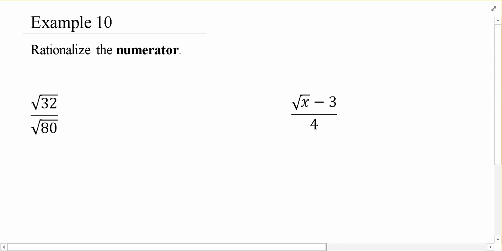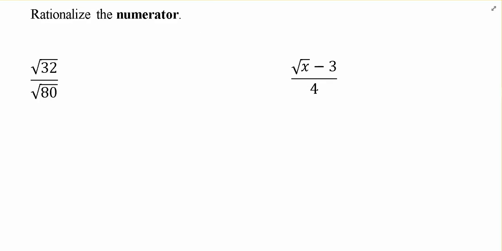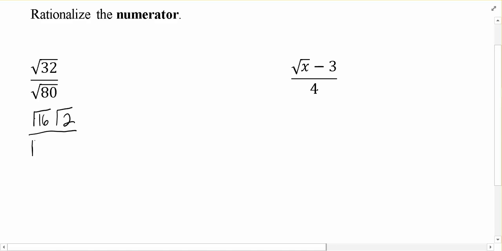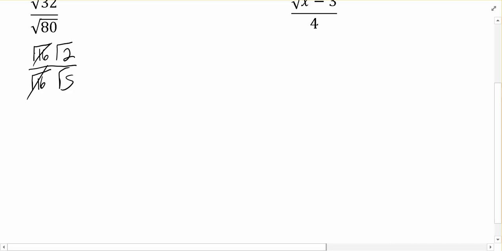Now, for the first example, the first thing I would actually do there is I would simplify this whole fraction. Because with 32 over 80, there's a 16 that goes into both of those. So really that root 16, or 4, goes away, and it's just root 2 over 5. So that's always something to look for when we're trying to rationalize either numerators or denominators.